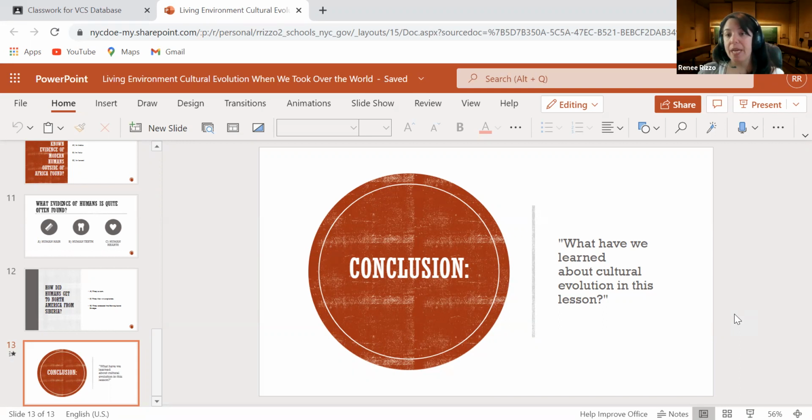However, you could also add another question: what have we learned about cultural evolution in general? And you could go back to the charts from the different lessons that you created based on student responses and go over all 5 aspects of cultural evolution within the unit that were discussed.